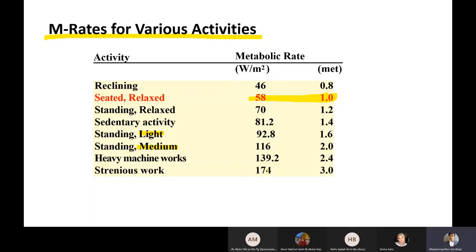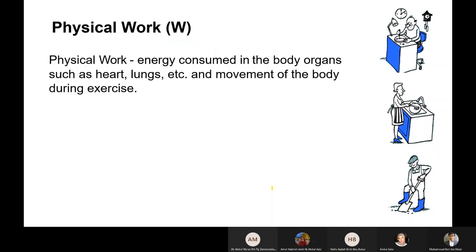When you do heavy work, probably lifting something or carrying something, then it's around 140. But strenuous work like sport is 174. So in the end, you'll need to guess, and the accuracy of your guessing will affect your calculation later on. Okay, so we completed the M on the left side of the balance equation.